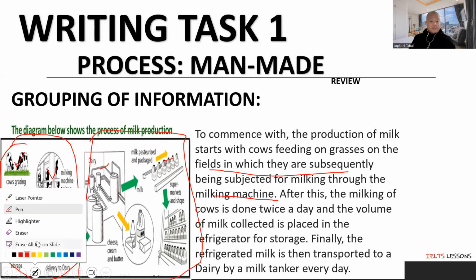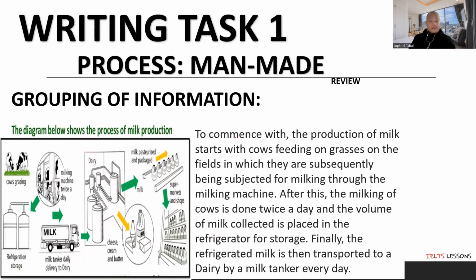So for example, there's an example. For example, to commence, the production of milk starts with cows feeding on grasses. So again, we use synonyms here: feed on the fields in which they are subsequently subjected to milking through the milking machine. After this, the milking is done twice a day. This one, twice a day. And the volume of milk collected.